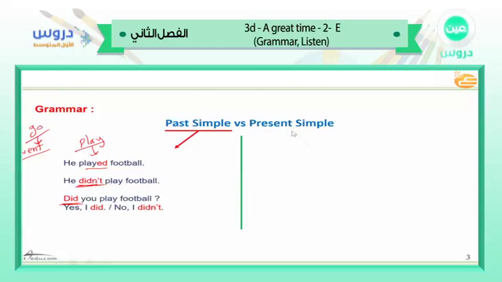Let's go to the second one, the present simple. How can we make an affirmative sentence in the present simple? Let's take an example. He plays football. For example, yesterday he played football. But this one, every day he plays football. So with the singular subject we have to use s. Can you see s? This one. But with the plural, for example, let's say they play football.